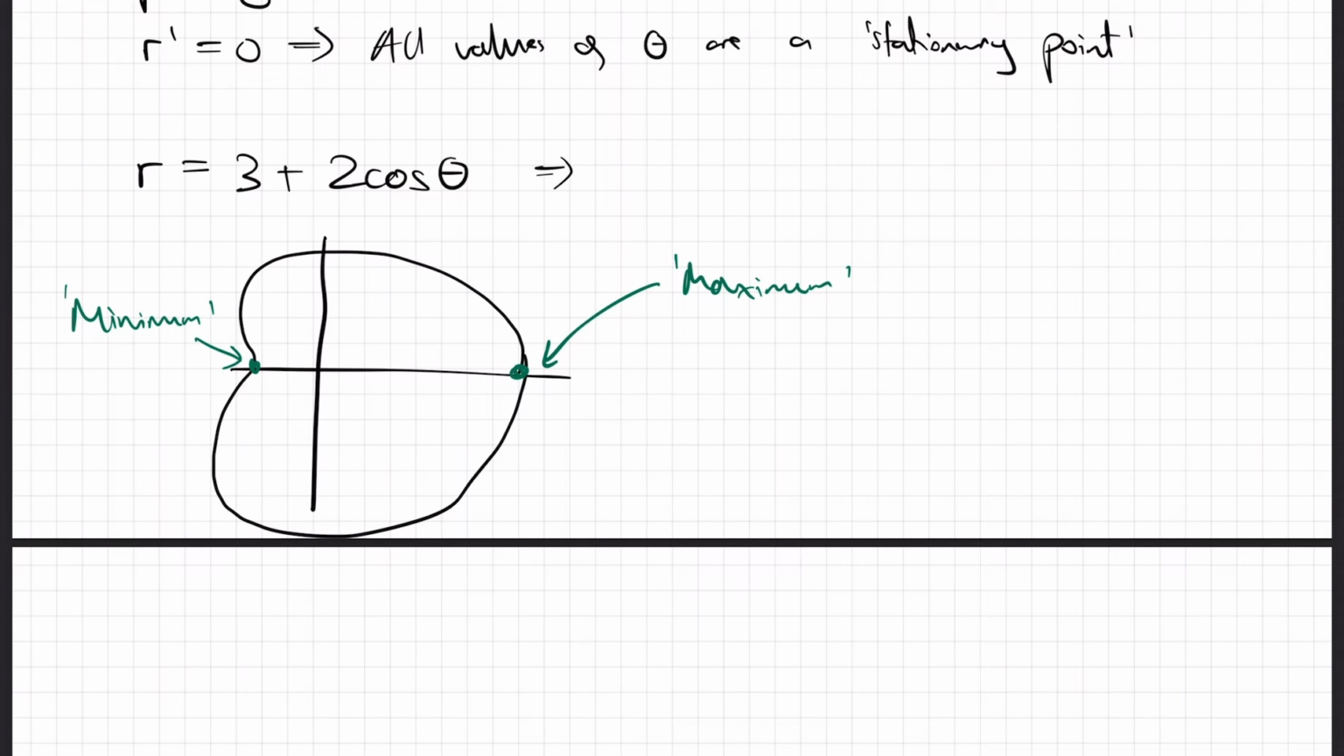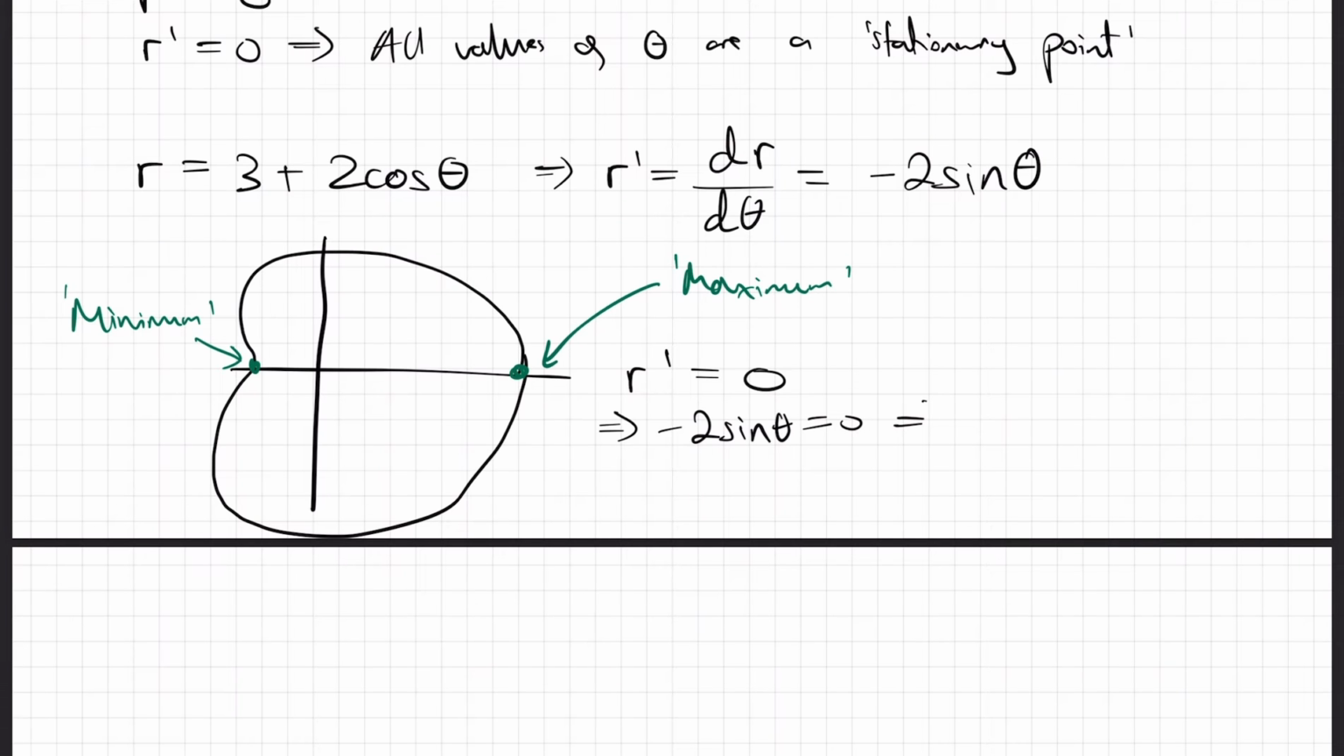Now, when you differentiate, what you're really finding is r dash, which is the change in r over the change in theta, so dr by d theta, and we differentiate using the same sort of thing. So 3 is a constant, disappears, and then it becomes minus 2 sine theta, just the derivative of cos being minus sine. Then we want to solve to actually find these stationary points. We use r dash equals 0, so that means minus 2 sine theta equals 0, and that means we're going to have solutions at theta equals 0, pi, and 2 pi, which is actually just the same as 0, so we can ignore that one.